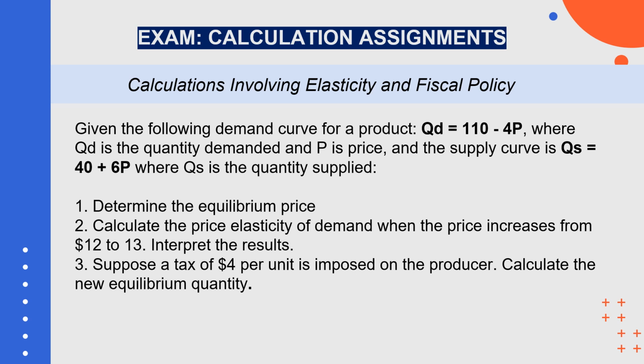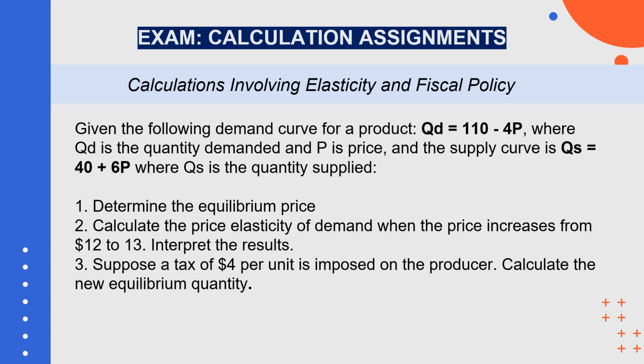Also, we have to determine the influence of the state intervention in the form of a tax. So a $4 tax was imposed on each unit of production on the producer. So it's something that will influence the supply curve. And also, given this fact, we have to calculate the new equilibrium quantity.